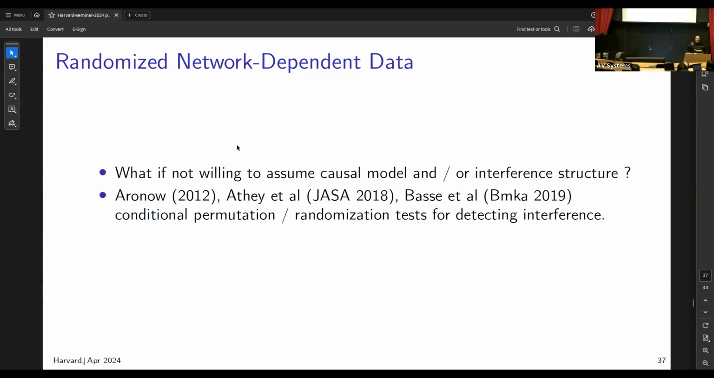You might say, well, that's great, but I didn't like that part where you had to assume a causal model. I really don't like modeling around. I didn't like the fact that you had to make some assumptions a priori about the interference structure. So is there anything you could do that would be a little lighter on the assumptions? There has been some work that just tries to detect whether or not interference is present. It's completely non-parametric, but there is a series of papers that develop tests for seeing whether there is any evidence of a spillover effect at all.